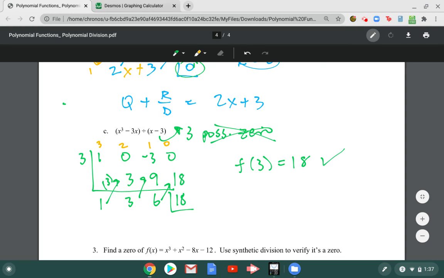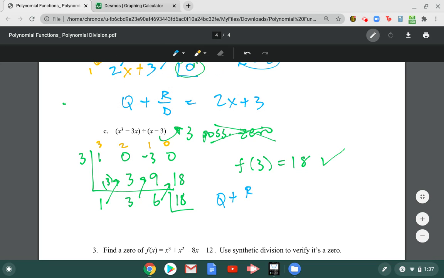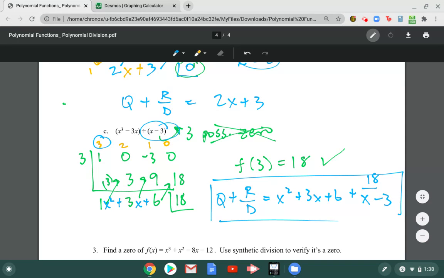But I also want to write this in the form quotient plus remainder over divisor. So my quotient, this was degree 3, which means that this is now degree 2 and an x and a constant. So our quotient is 1x squared plus 3x plus 6 plus remainder, which is 18, over my original divisor, which is that x minus 3. Okay, and there's that.